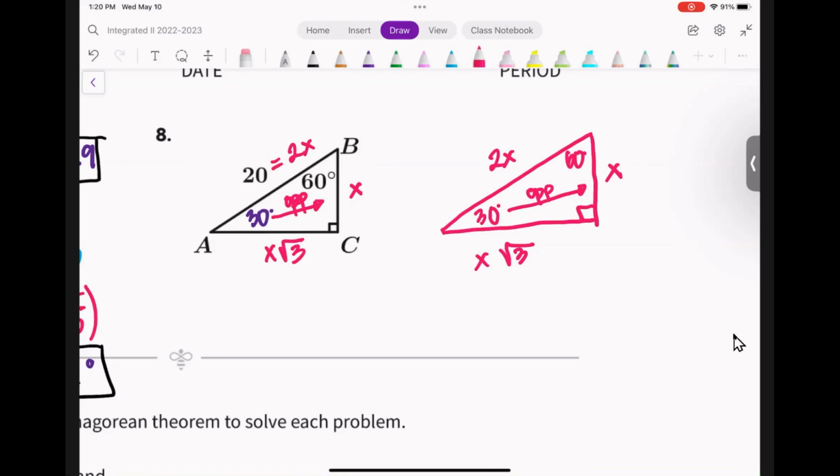Yeah, it's 10. So if 2x equals 20, that means x equals 10. Is everybody okay with that? Yeah. So if x is equal to 10, then x is equal to 10 over here. And then, Ms. Johnson, do I just put 10 in front of the longer leg side? Yes. 10 root 3. Okay. So whenever I recognize the 30, 60, 90, I use my 30, 60, 90.